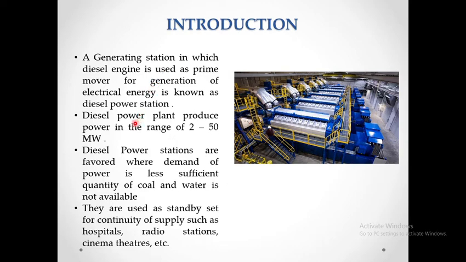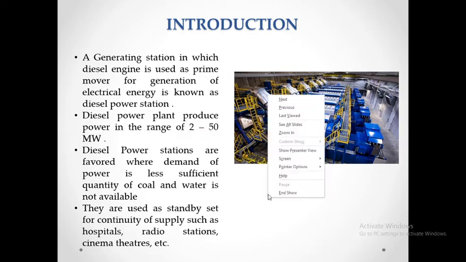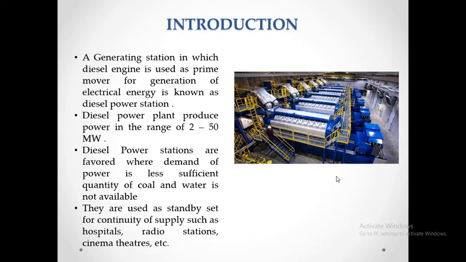Then what is the power range? The power range will be 2 to 50 megawatt. And diesel power stations are favored when the demand for power is less, and when a sufficient quantity of coal and water is not available.